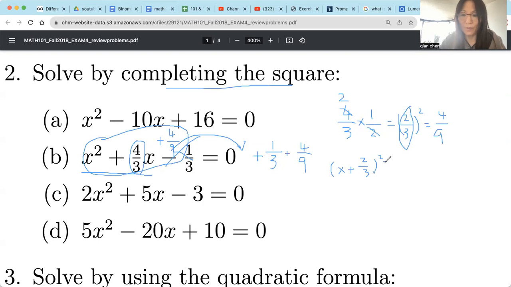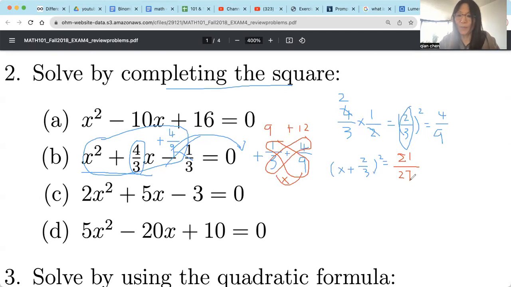Squared equals 1/3 plus 4/9. So how do we add those two fractions? 1 times 9, that's 9. 3 times 4, that's 12. We add those two numbers to be the numerator of the fraction. So 9 plus 12, which is 21. And the denominator, we multiply those two numbers, 3 times 9, 27. And we see this one can be simplified, right? 21/27, we divide by 3, we get 7/9.